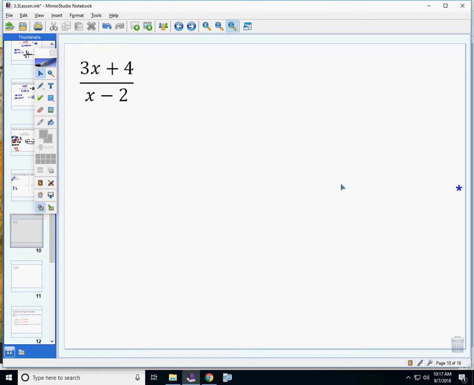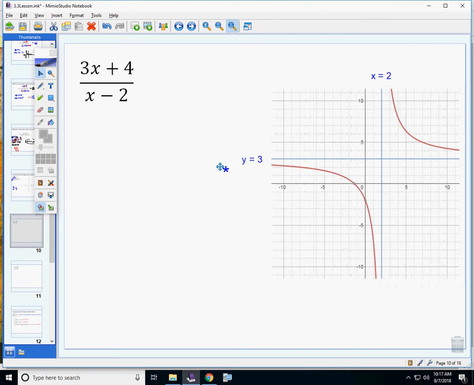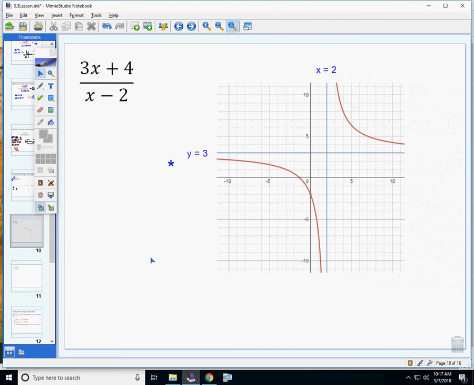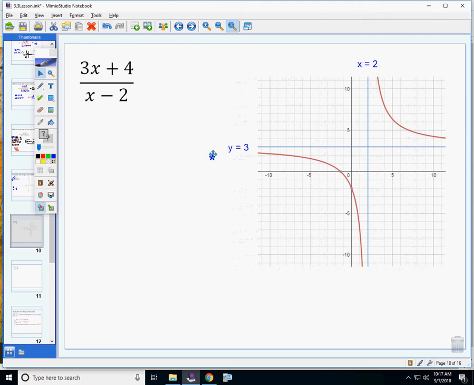In your next example, you've got 3x plus 4 being divided by x minus 2. This is what that function looks like. If we divide highest powers from top and bottom, 3x divided by x equals 3. Or in other words, we have a horizontal asymptote where y equals 3.